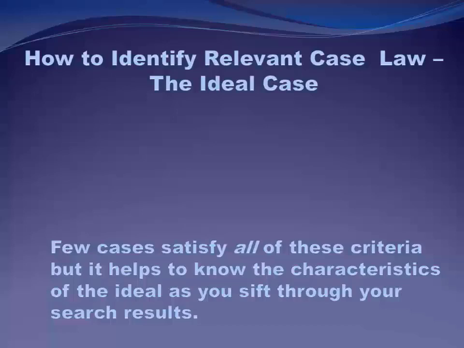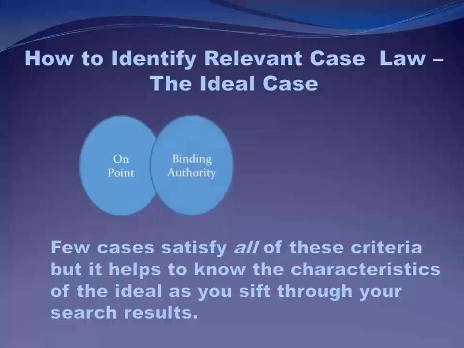So, four different factors. On point, which means that it's both similar in facts and legal issues. A case like this is often also referred to as being on all fours with your case. Binding authority means that it's binding on the court that's going to be considering your issue. So for example, if you're in the Second Department in New York, you don't really care about what some district court said in New York, and you don't care about what the California Supreme Court said. It's persuasive authority, but it's not binding authority. So you want to find a case that's binding on your court.